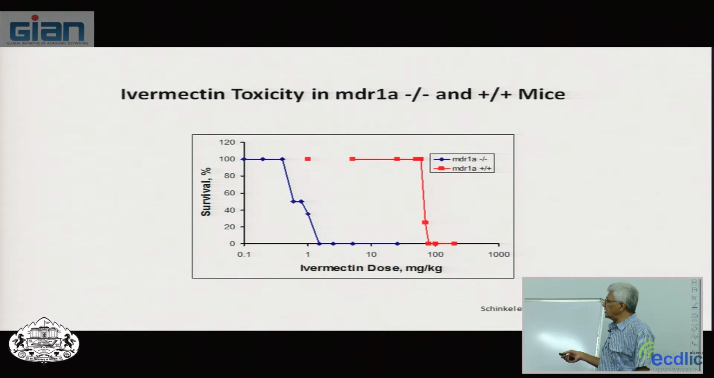Then these are the normal mice. As you can see, they are quite resistant to ivermectin, almost 100 milligram per kg. The IC50 would be something like 80, 90 milligram per kg, but those mice which lack the MDR1 and MDR, at least even a single gene, as we know in mice you have two genes, but even a single gene knockout, the sensitivity is more than 100-fold. Okay.